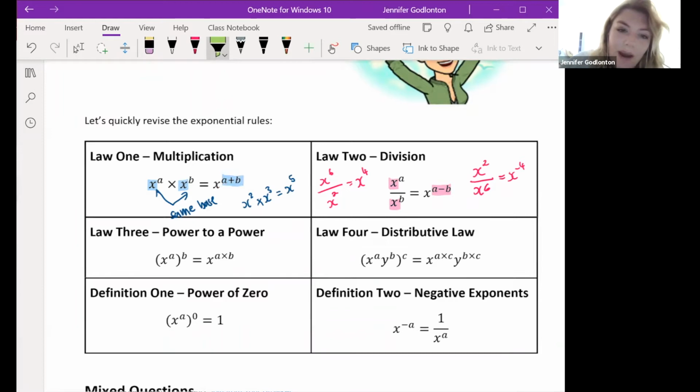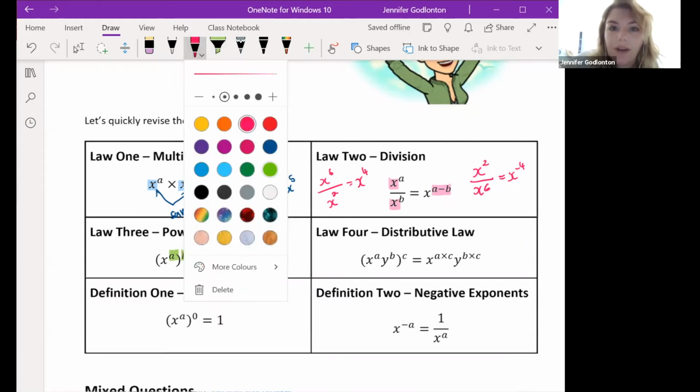So as soon as you have a power to a power, all you're doing is you are multiplying those exponents.